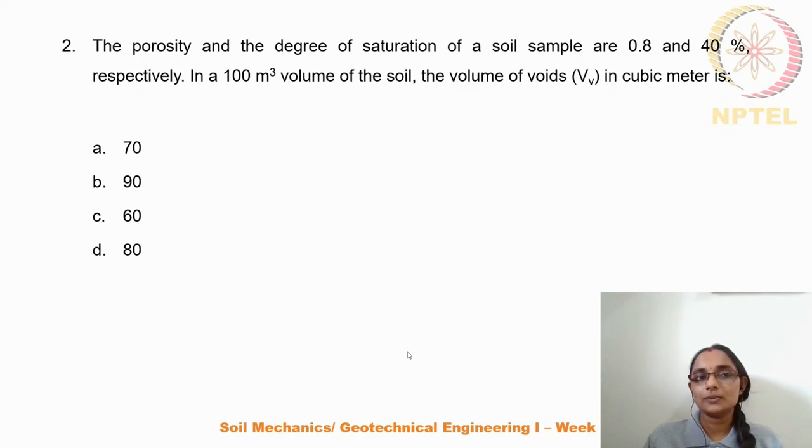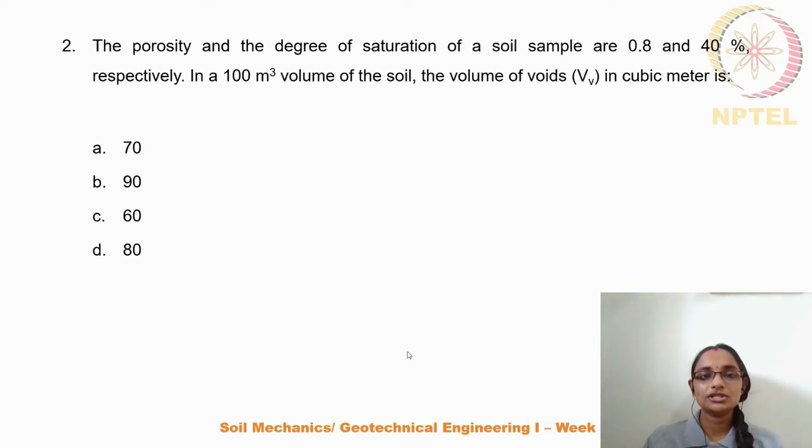Going to the next question. The porosity and the degree of saturation of a soil sample are 0.8 and 40 percent respectively. In a 100 meter cube volume of the soil, the volume of voids in cubic meter is. So, here we are given the porosity n and degree of saturation S of a soil sample. Also, the total volume of the soil sample is given. We are asked to determine the volume of voids.